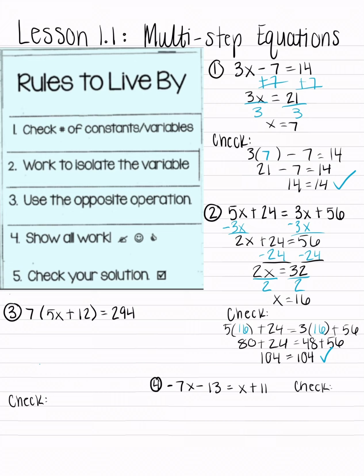If you get a false statement, then you probably messed something up. You need to go back and rework the equation, okay? If it works, then you're good. You can move on. Okay, number 3 has distributive property.